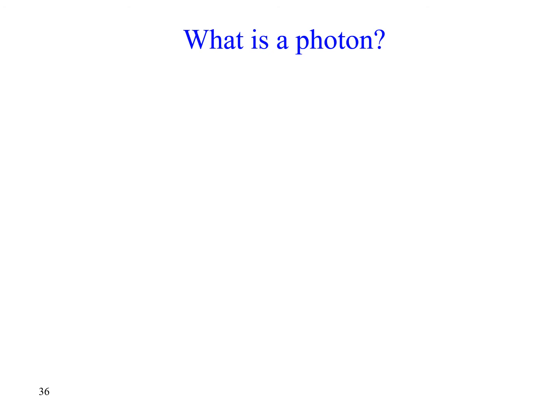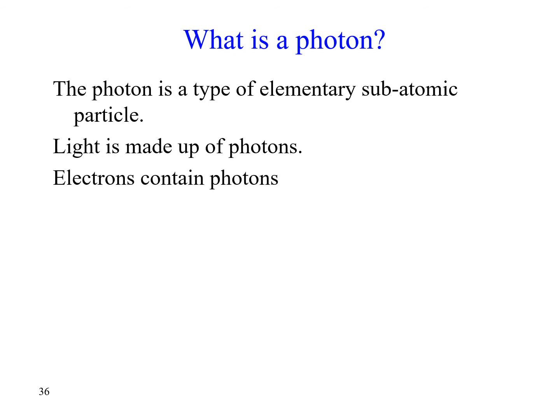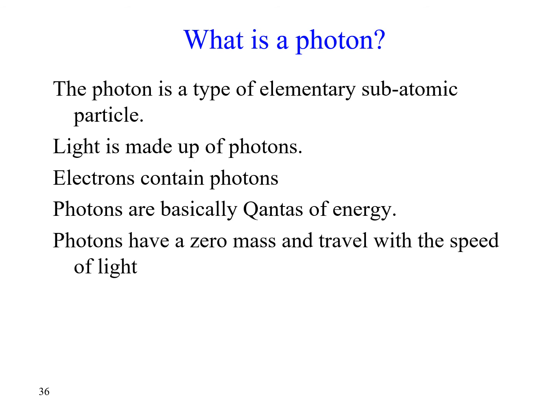Okay, so what is a photon? Well, a photon is a type of elementary subatomic particle. Light is made up of photons, obviously, if it's something we can see in the emission spectrum, the visible spectrum, as well as other parts of the electromagnetic spectrum. But light is made up of photons, and photons are basically quanta of energy. And photons have a mass of 0 and travel with the speed of light.